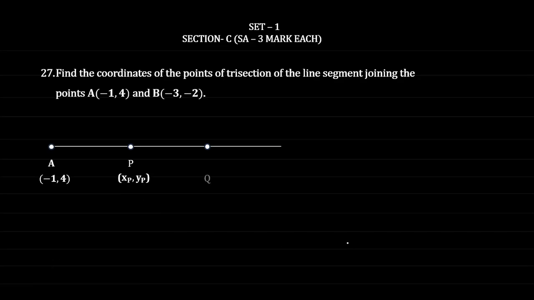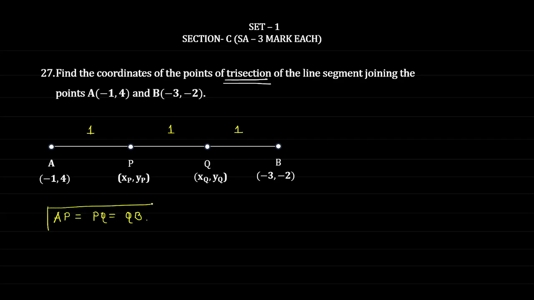Okay. Now let's see here. Q is having the coordinates xq, yq, and finally B, which is having the coordinates -3, -2. Now, why have we taken the points like this? Because they are saying points of trisection. Trisection means this part, and this part. We are dividing this complete line segment AB into 3 equal parts. 3 equal parts means AP is equal to PQ is equal to QB. That is the meaning of trisection.